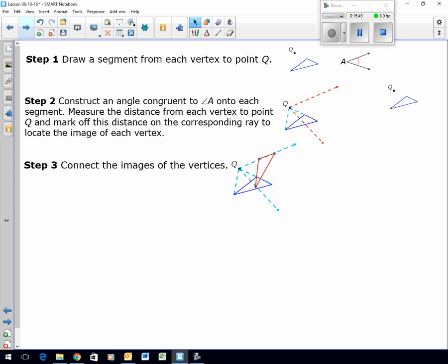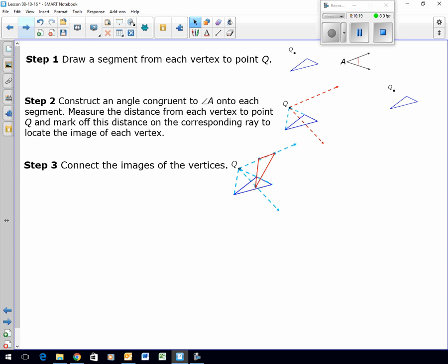And here is an example of how you can draw this out if you need to freehand. All of the examples about how to draw it are things that you can do freehand. You don't have to have a coordinate plane, which I hate, because I'm always going to give you a coordinate plane to try to do these. I can draw a segment from each vertex to point Q.